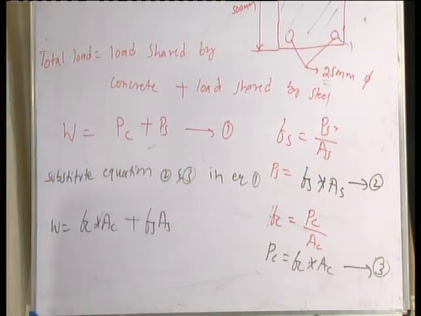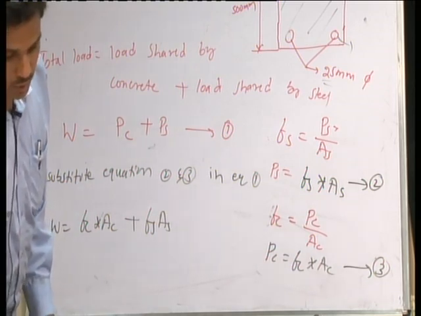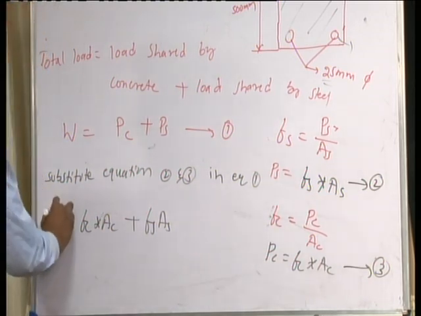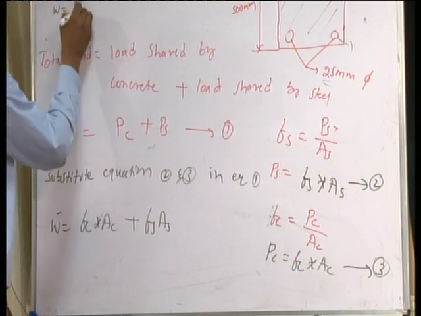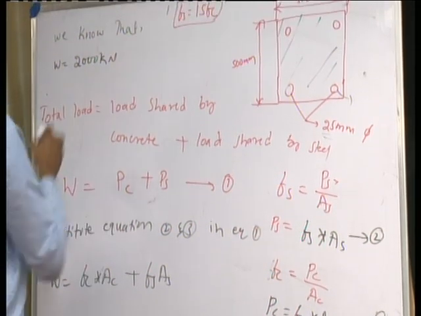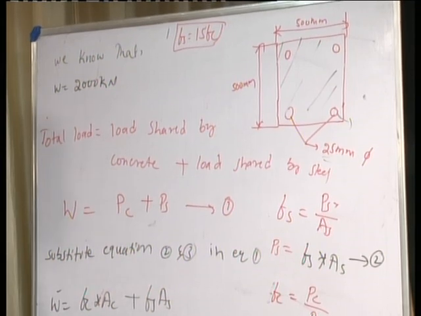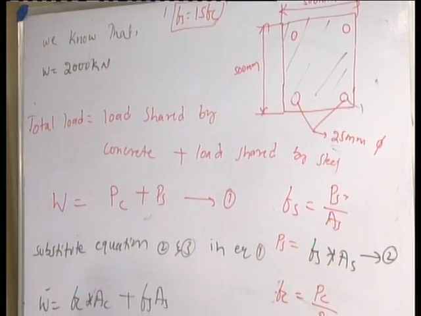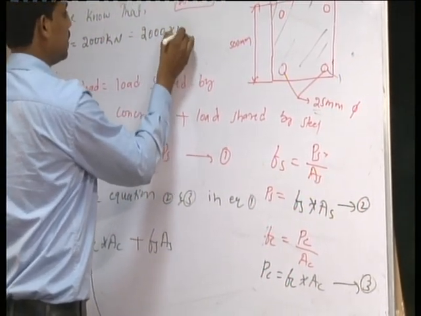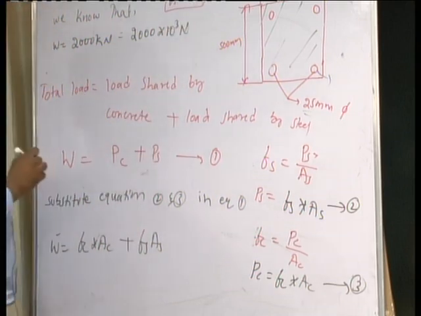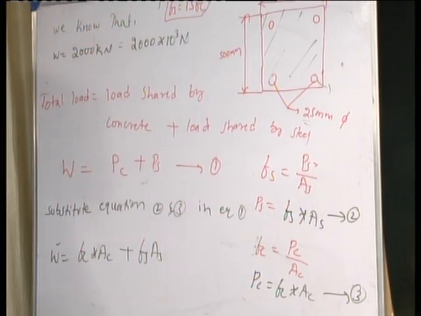Now substitute the values. We know the value of W, that is the total load, 2000 kilonewton. W is equal to 2000 kilonewton, that is the given data. That is the load carried by the column, so we can convert it into newtons: 2000 into 10 to the power of 3 Newton.